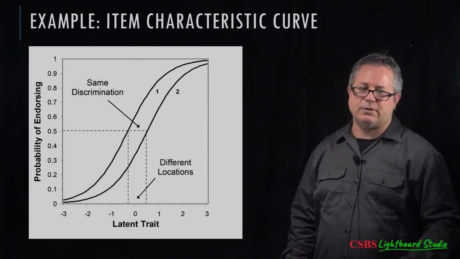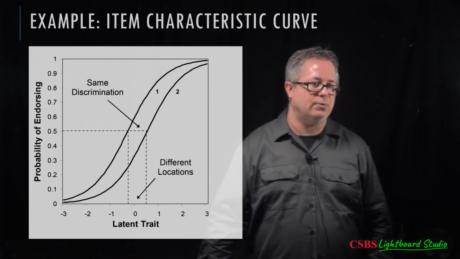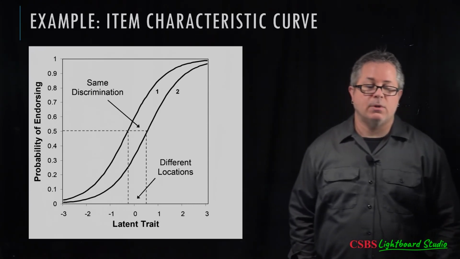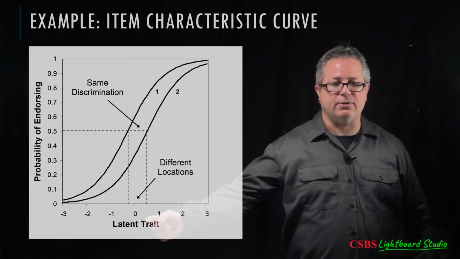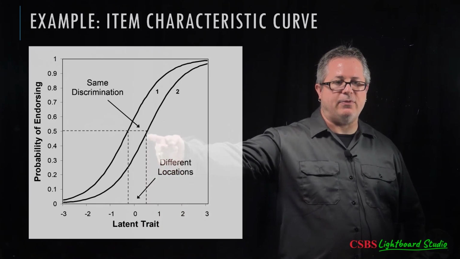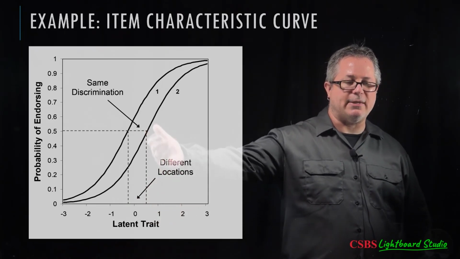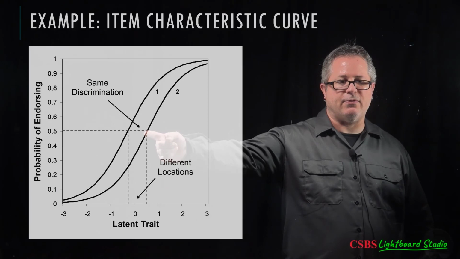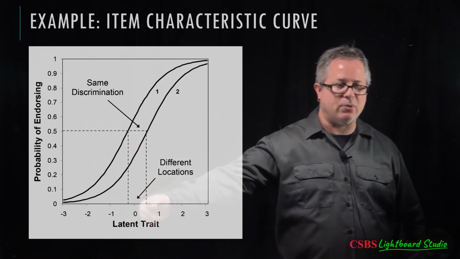So here are two items that have the same discrimination but different locations. Which of item 1 and 2 is more difficult? Hopefully you said item number 2, because item number 2 requires that you have more of the latent trait to have the same probability of endorsing this item or getting this item correct. If it's math ability, I have to have more math ability to have a 0.5 chance of getting this item correct. If it's something like depression, I have to be more depressed to have a 0.5 chance of endorsing this item. Or for this item, I am at the same probability at a lower level of math ability, a lower level of depression.